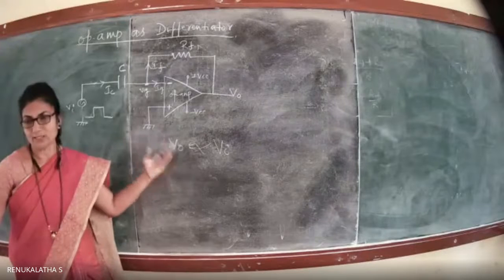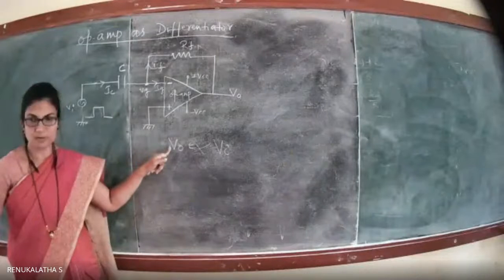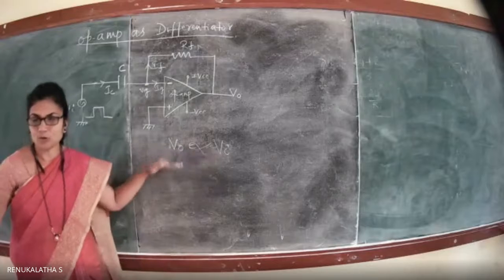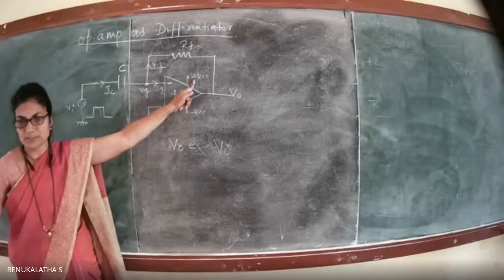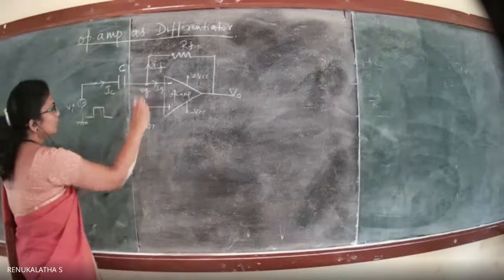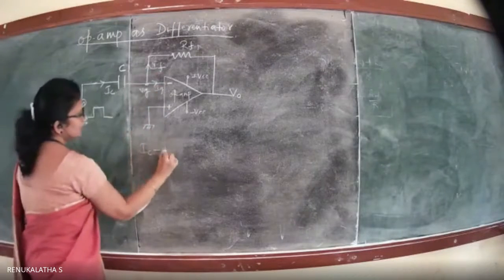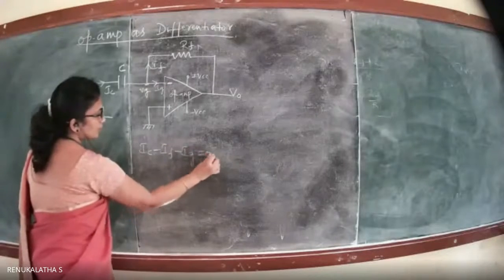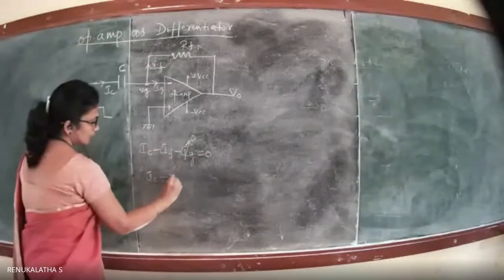Now we have to find out the expression for the output voltage in this circuit. Hence we need to know the expression for V naught, and hence the expression for Vi. For this we need to know the current at the input side and the current at the output side. So we are finding the algebraic sum of the currents at this point, which is 0. The current entering the node is IC, minus the current leaving, which is IF. The other current is equal to 0. So IC is equal to IF.